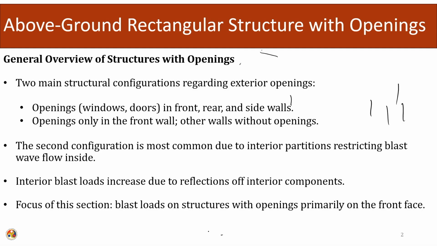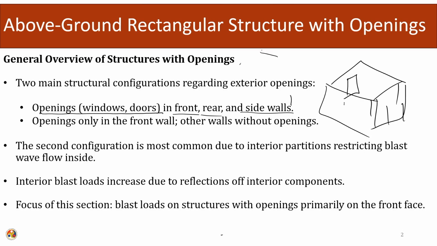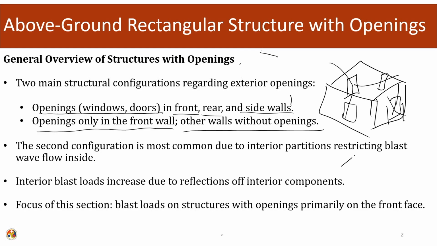So, two main structural configurations regarding exterior openings are there. Openings that are present in the form of windows, doors in front, rear and side walls, meaning the exit type of openings. Front wall, side walls or rear walls. Then the other type is that the opening is only in the front wall, other walls are without openings. So, in one case there will be openings in all the walls, and in the other case there will be opening only in the frontal face. So, there will be opening here only. So, these are the two main structural configurations that we will be dealing with.